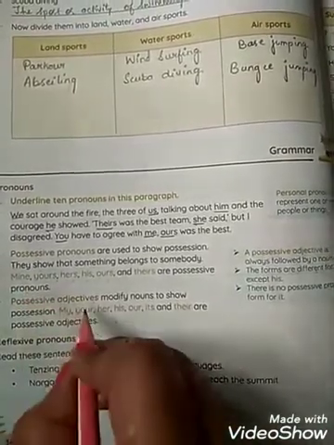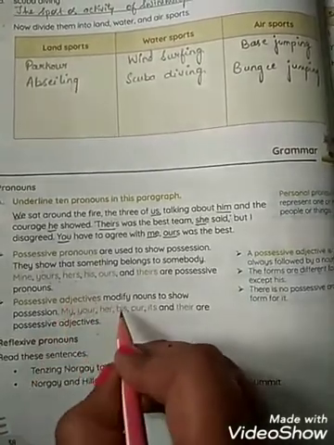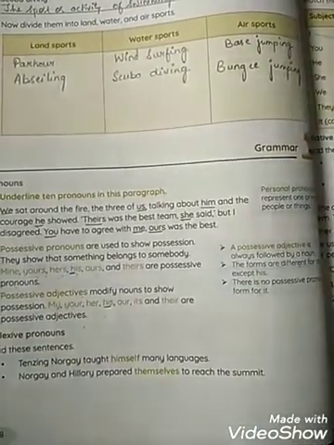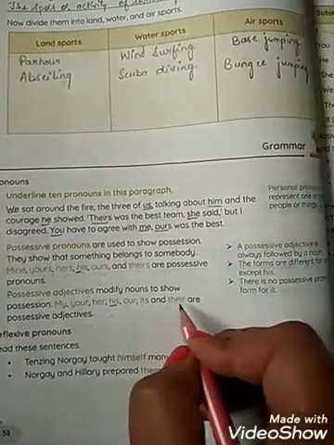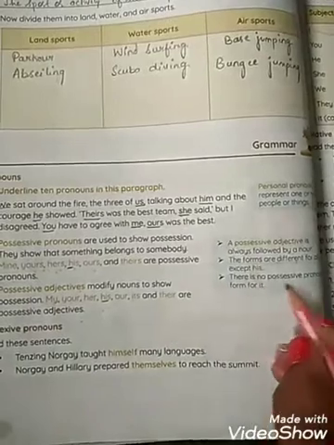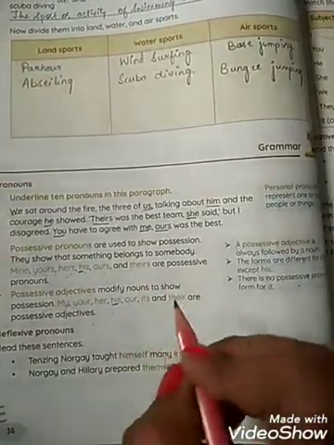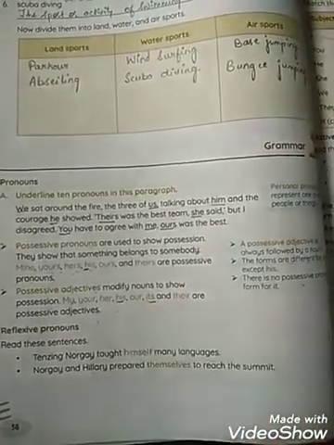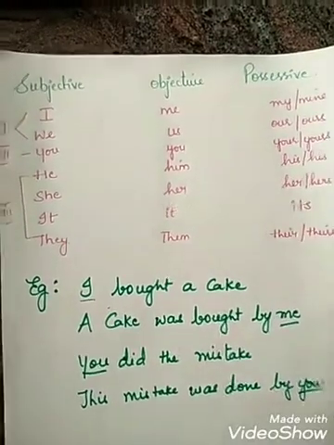You can see my is mine, your, yours, her, hers, only the word his is the same. Our, ours, its, their, theirs. So can you see that? Yes. So there is no possessive pronoun for it. Only we have a possessive adjective, that is its. Understand?